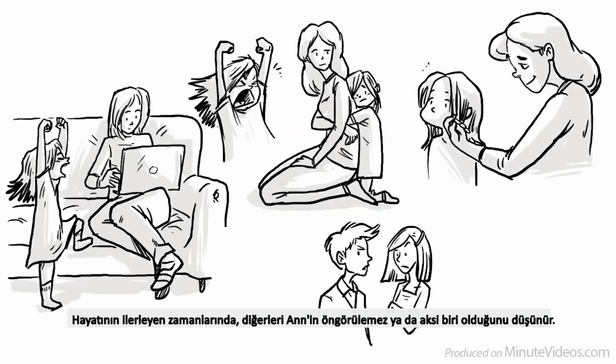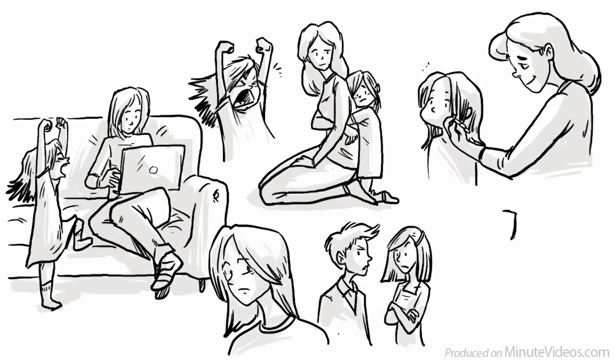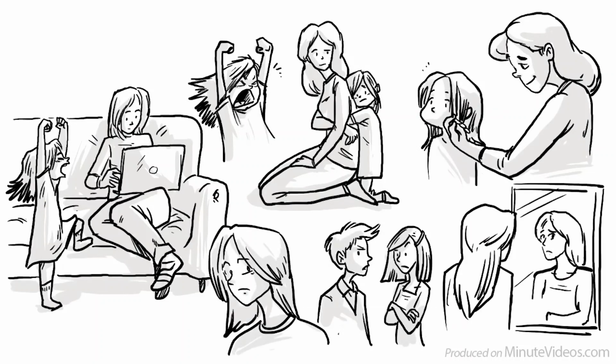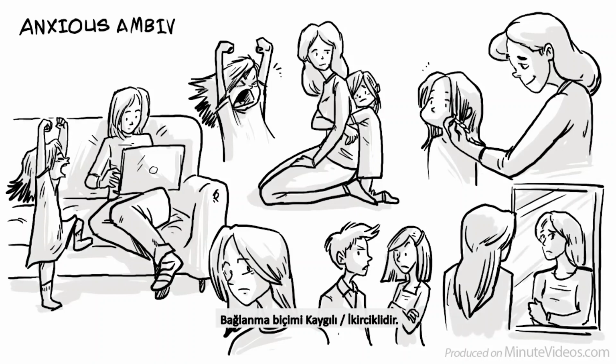Later in life, others think Anne is unpredictable or moody. Her self-image is less positive. Her attachment style is anxious ambivalent.